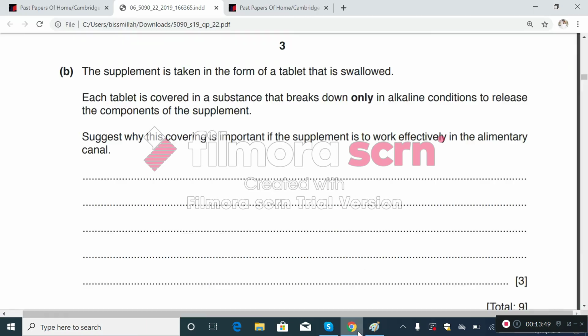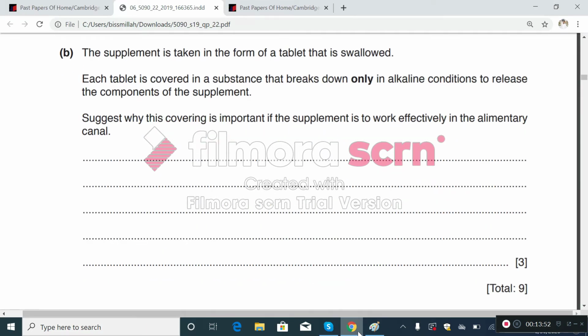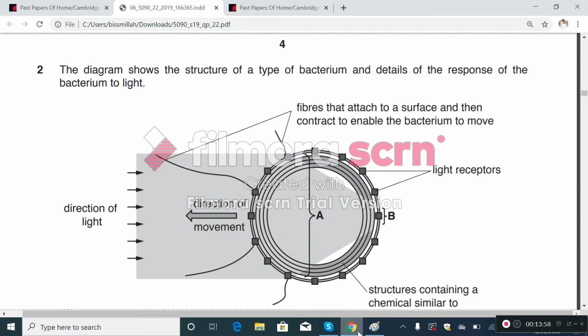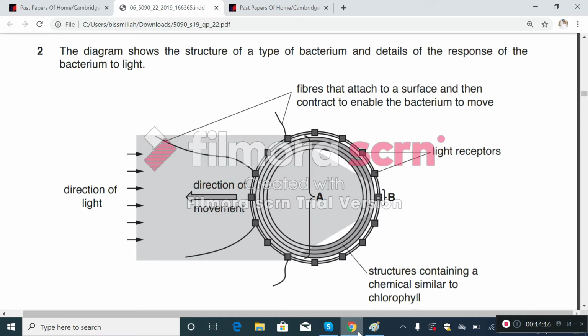But before that, what is given in question number 2? In question 2, the diagram shows the structure of a type of bacterium and details of the response of the bacterium to light. Before moving forward, I strongly recommend to the students, whenever you are giving your answers, particularly against any diagram, try to focus on the labels, what have been given, because always the answer is related to the label.